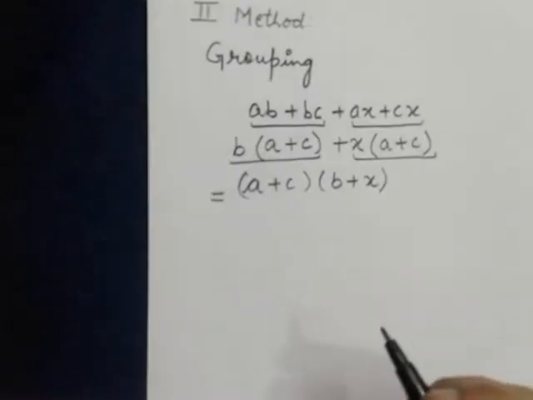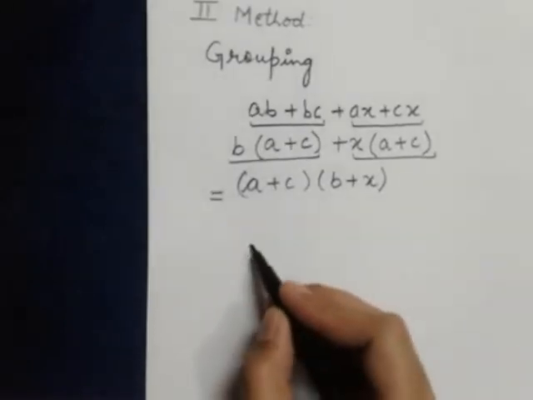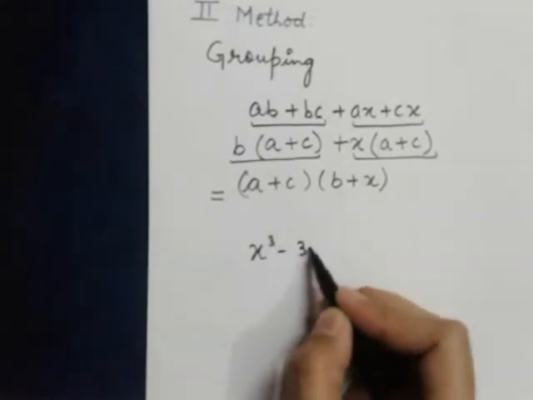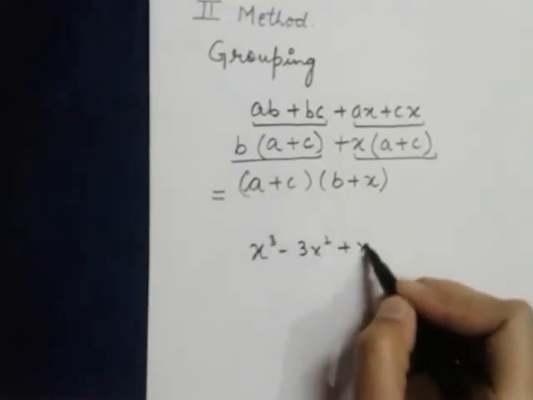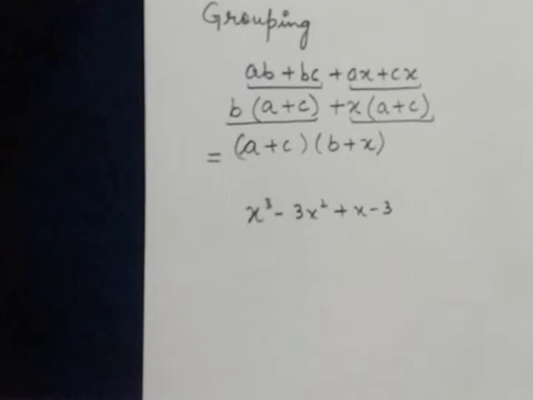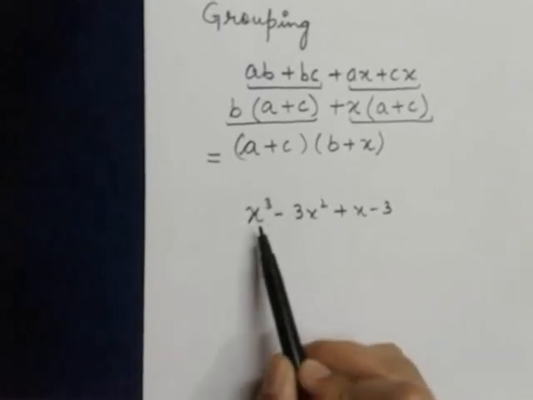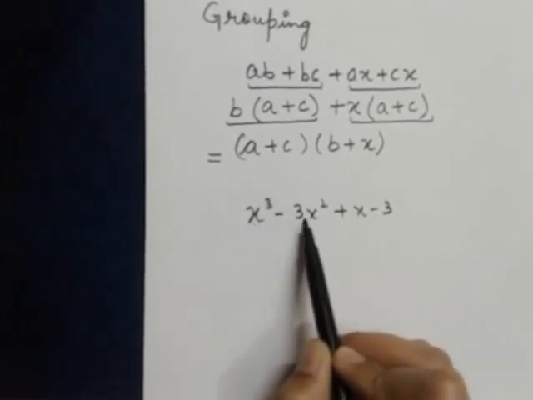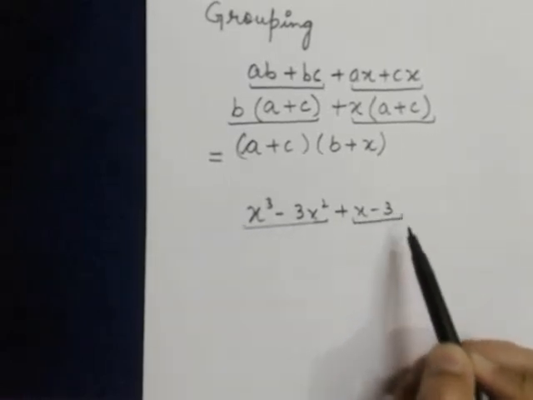Let us consider one more example of the same type. X cube minus 3x square plus x minus 3. Again, it contains an even number of terms, so we will do grouping to factorize the given expression. Let us group these 2 terms together and these 2 together.